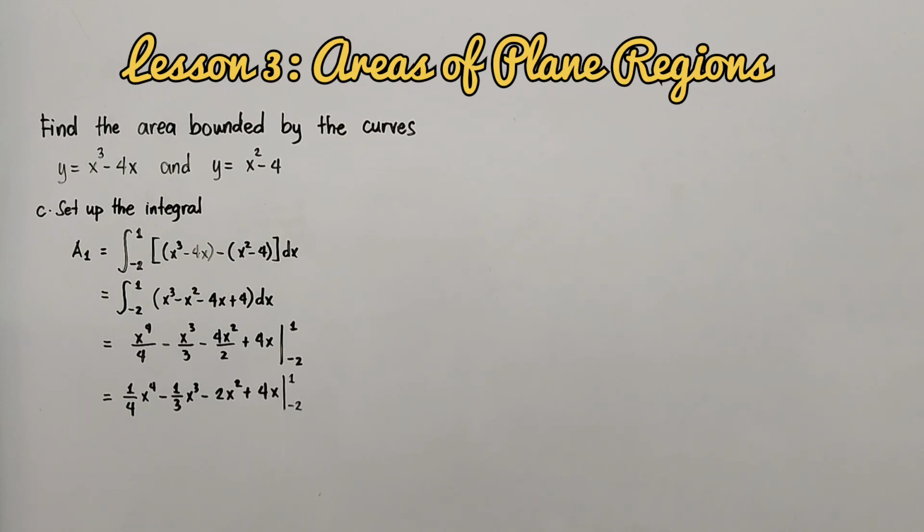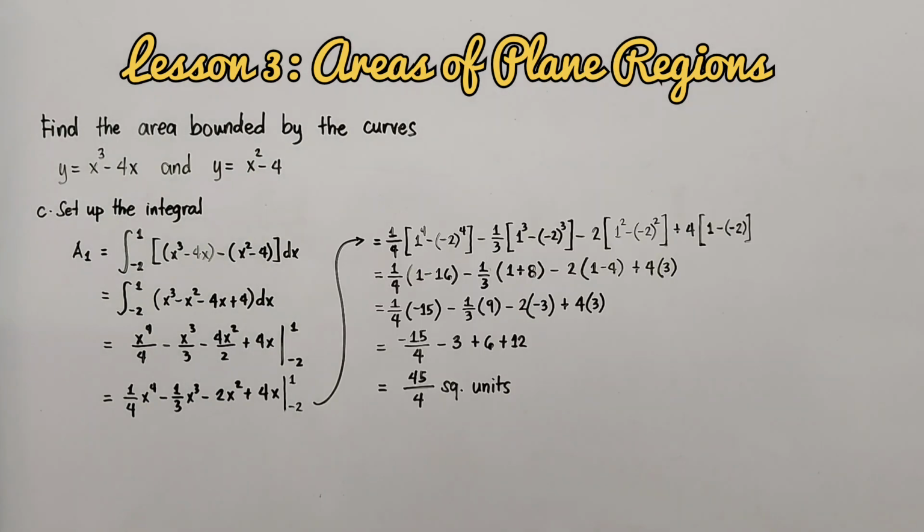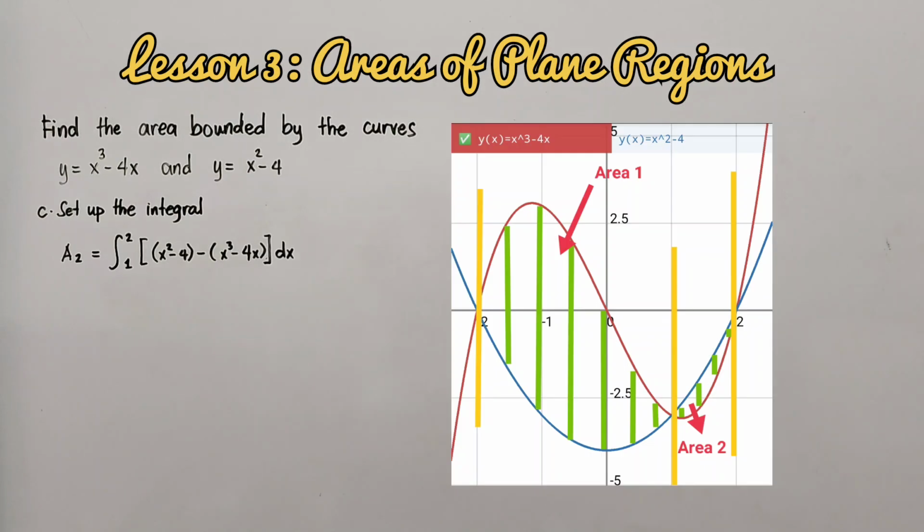Let us now proceed to the substitution, with negative 2 as the lower bound and positive 1 as the upper bound. The area of the first region is 45 over 4 square units. We will now proceed to the area from x equals 1 to x equals 2.